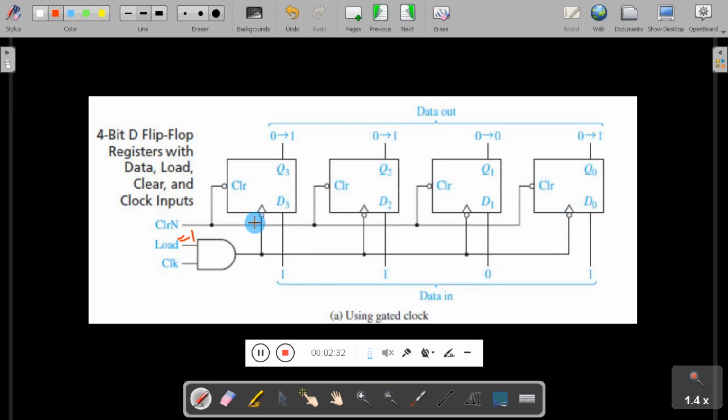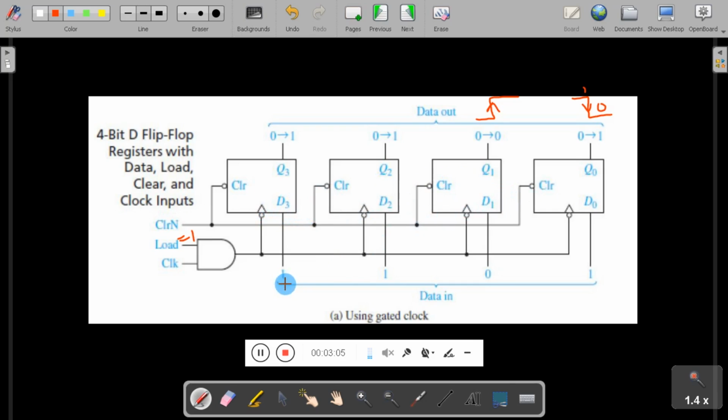Here you can see we are using a negative edge triggered clock. That means during the negative edge of the clock pulse, the output of the flip-flop will change. As I discussed in my previous session, clock transition may be from 0 to 1, which is referred to as a positive edge transition, or 1 to 0, which is referred to as a negative edge transition. So, in the diagram, these flip-flops will change state during the negative edge of the clock.